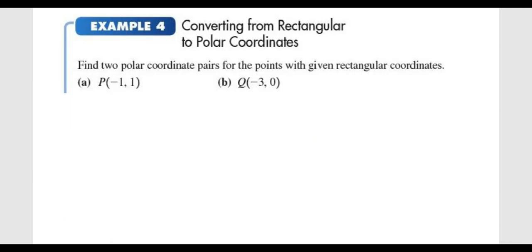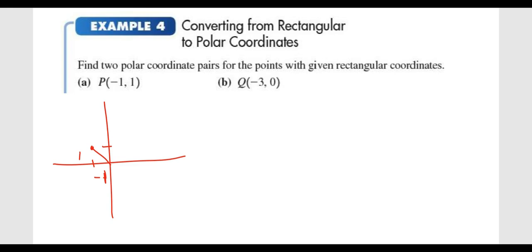Alright, so example 4 here, we have the coordinate at negative 1, 1. That's our rectangular coordinate, negative 1, 1. We want to convert that to polar.